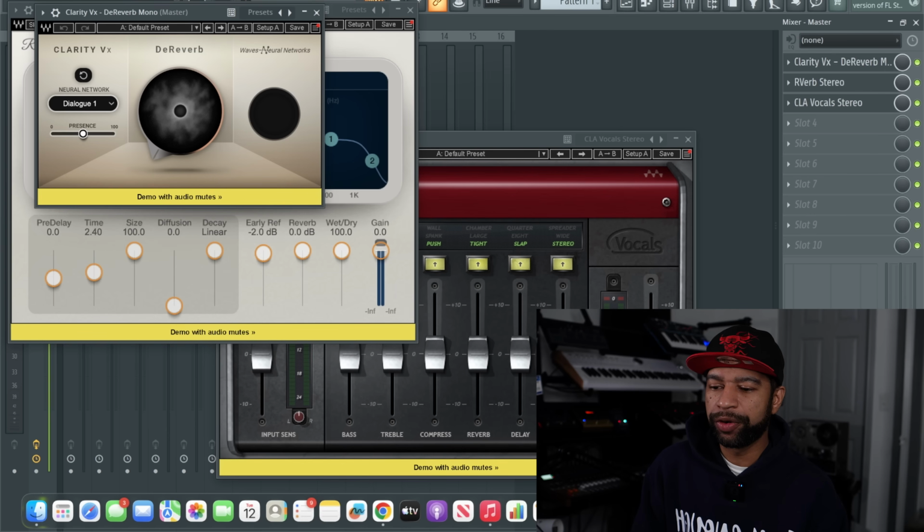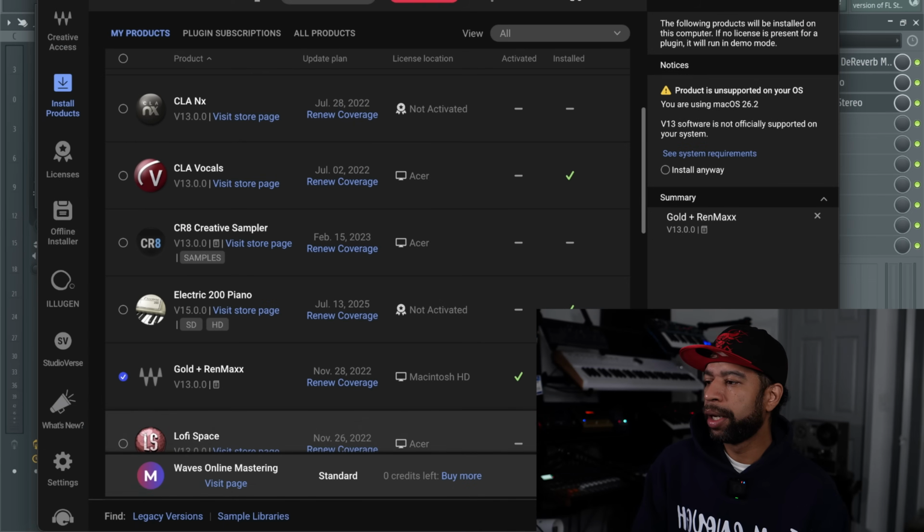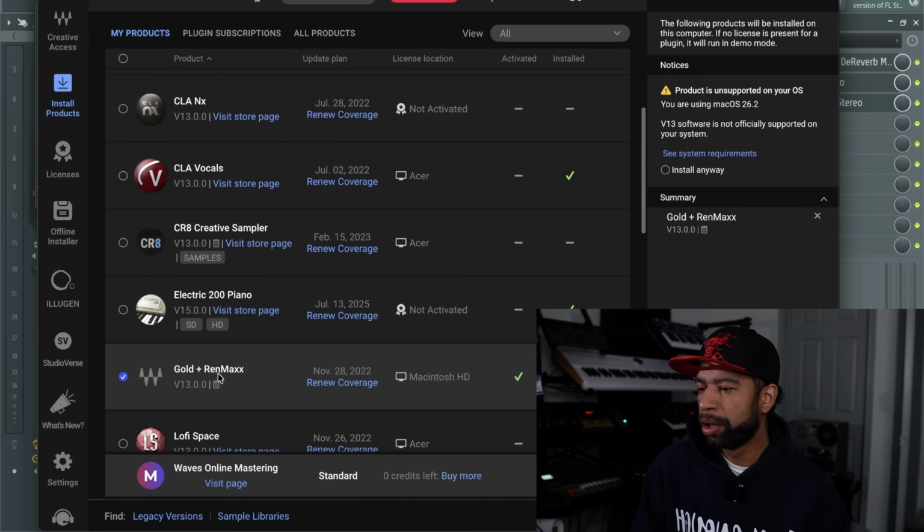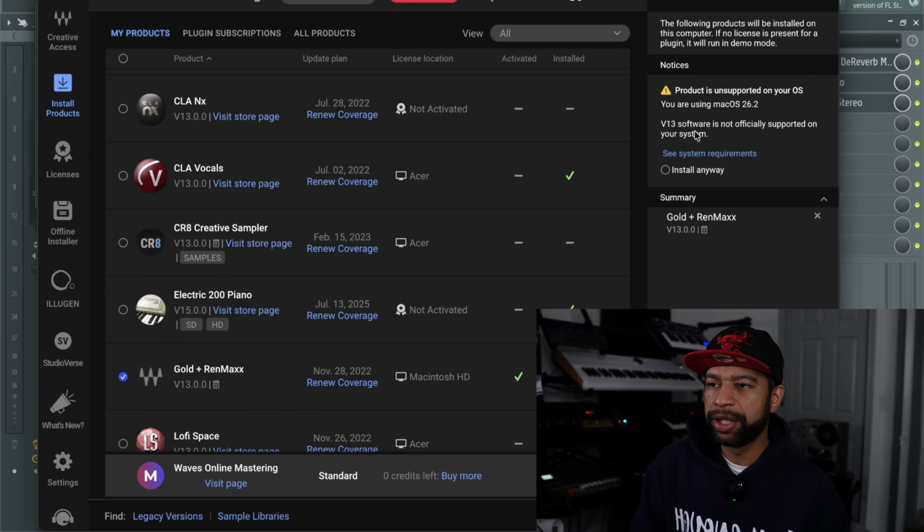So when I come over here to the Waves Central and I go to my Gold bundle, again, I paid for the bundle, you'll see that it tells me that version 13 is not officially supported on your system because I'm running Mac 26.2. Since version 13 isn't supported by my system, I can't fully use my plugins. So that's what I'm getting at.